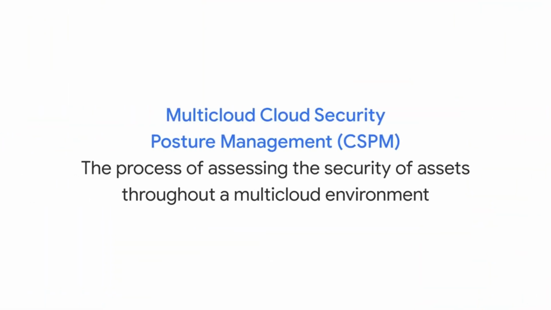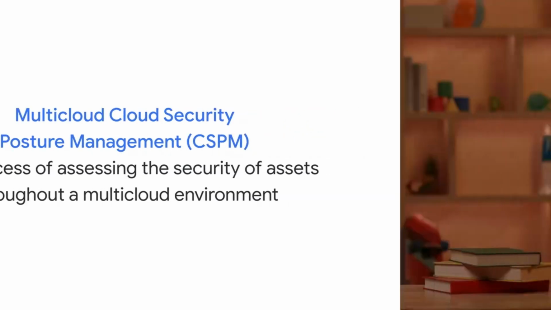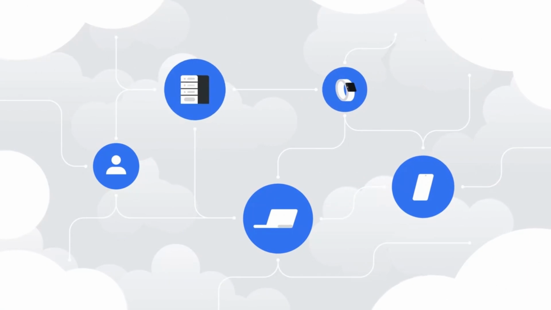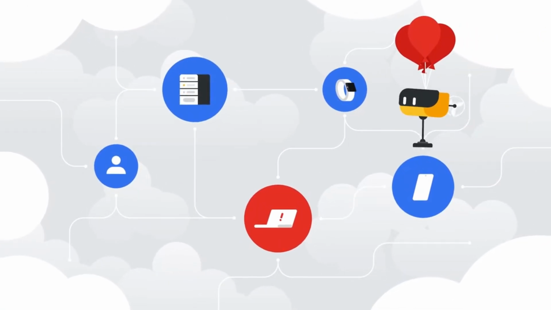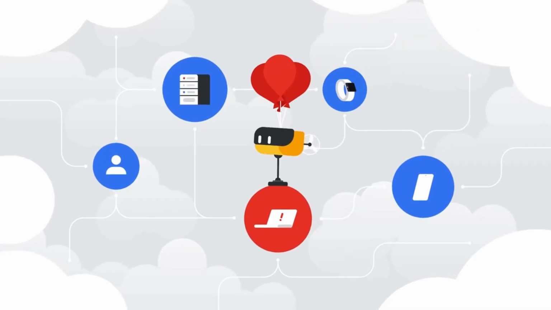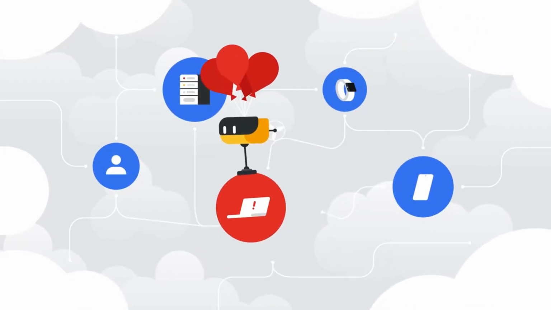Multi-Cloud Security Posture Management, or CSPM, is the process of assessing the security of assets throughout a multi-cloud environment. CSPM provides a centralized place to ensure the right policy actions and controls are in effect and alert you to events within the multi-cloud environment. They also help keep the whole environment secure and in line with compliance standards. For example, CSPM tools can also automate threat response by automatically isolating assets that may have been compromised until the security team has a chance to address them.